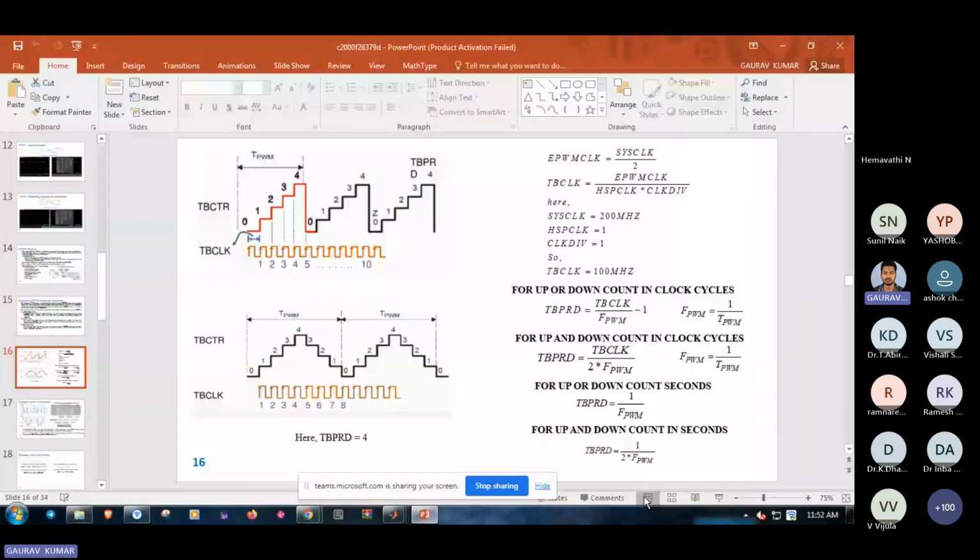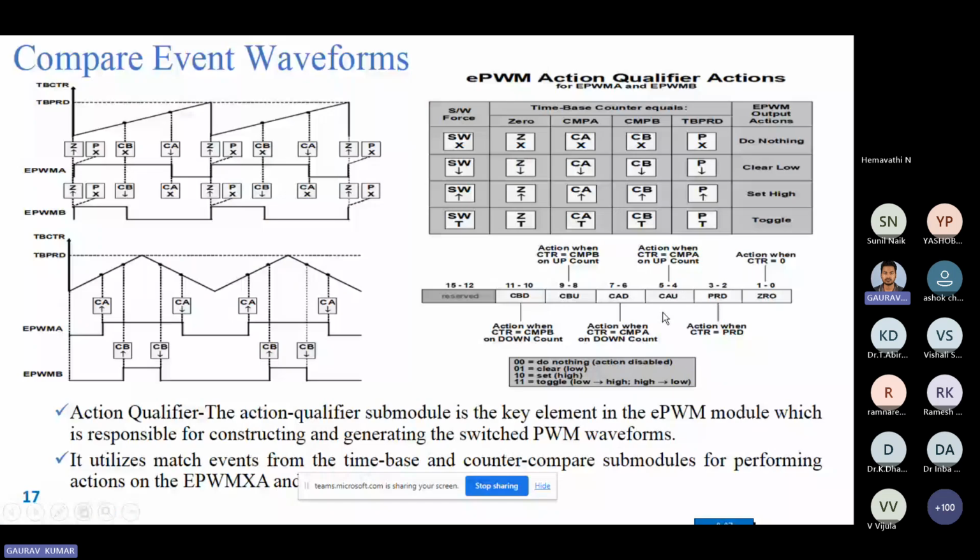Now we go for the compare event waveforms, how the action qualifier will set and clear. This is the TBPRD value which I have told you, the maximum peak is the TBPRD value. Now the action qualifier, when we go for the up counter, when the up counter is equal to 0, this is the zero time which is starting. This is the compare B position, this is the compare A position, and this is the period position.